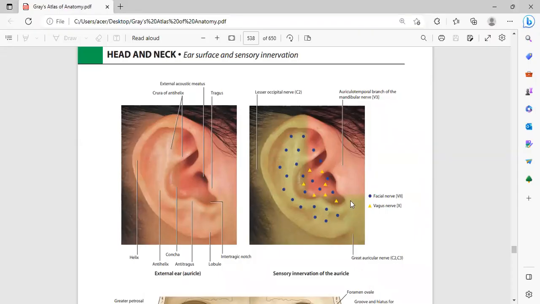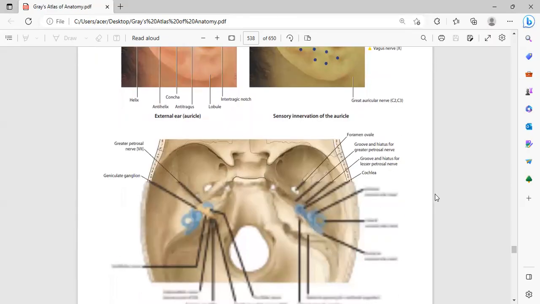So the pinna is supplied mainly by the facial nerve and the vagus nerve. Okay, so the facial nerve and the vagus nerve. And also by the great auricular nerve, the auriculotemporal branch of the mandibular nerve, and the lesser occipital nerve. At the back here you have the lesser occipital nerve, here you have the great auricular nerve, the auriculotemporal nerve, and these parts are supplied by the facial nerve and the vagus nerve. So that is the pinna.